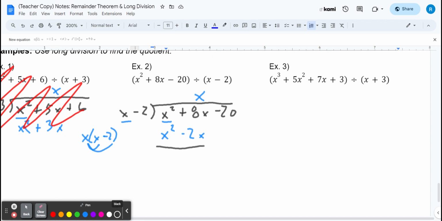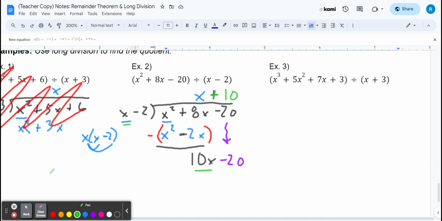We're going to use subtraction to see what's left over. If we do x squared minus x squared, that gets us 0. If we do 8x minus a negative 2x, and remember that's a negative sign there, that'll bring us to 10x. We'll drag down that minus 20, and that is going to be what we target next. So we focus on that first term again, 10x and the x, and we would need to multiply x by 10 to get it there. Let me write that in green, plus 10.